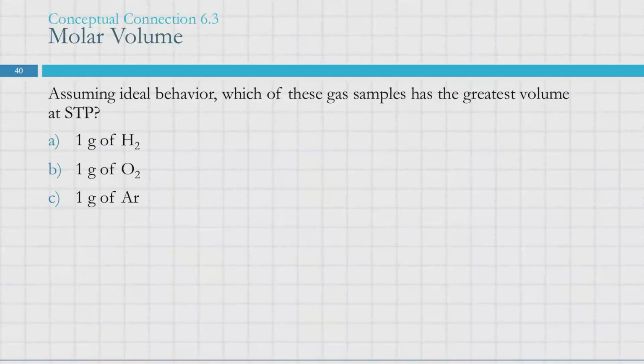problems. So assuming ideal behavior, assuming we can use PV equals nRT, our ideal gas law, which of these gas samples has the greatest volume at STP? Think about it. What's going to correlate with greatest volume? What goes along with volume at STP?